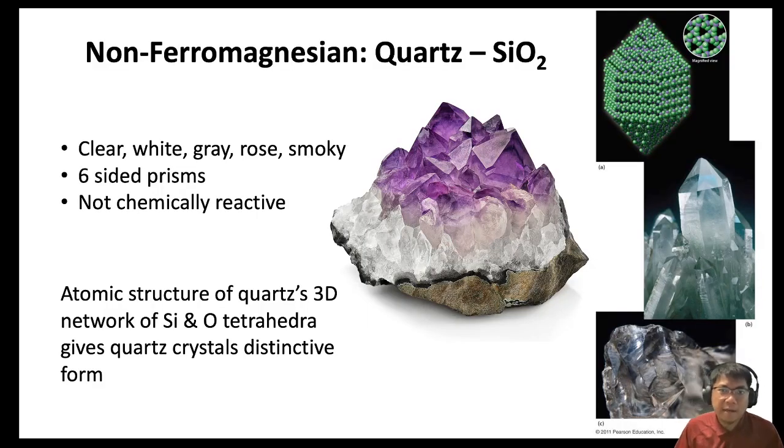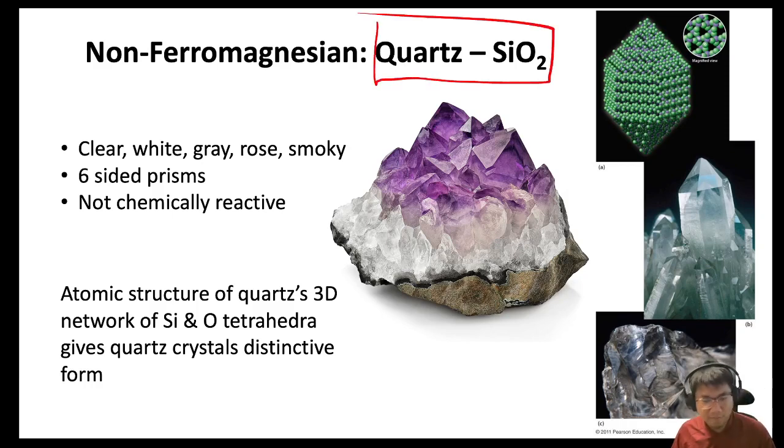All right, again, these are the two main subdivisions of silicates, and I would like to talk about the first mineral of non-ferromagnesian silicates, which is called quartz. I've already talked about this many times. Again, we have silicon and oxygen. That's the chemical formula for quartz, and it is usually clear, white, gray, or rosy or smoky in color. So quartz can have a very wide range of color, and it has six-sided prisms. It is not chemically reactive.